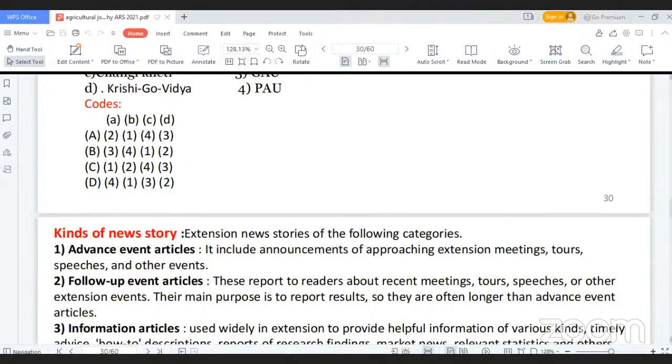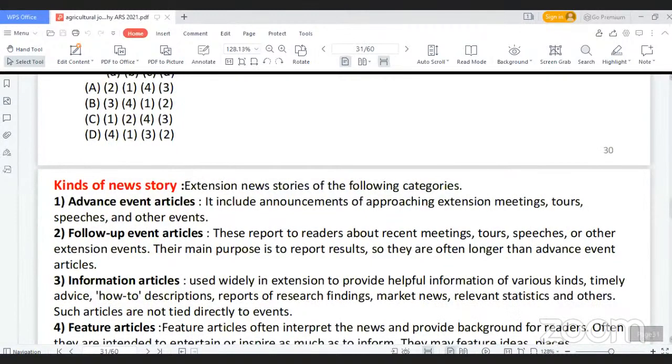Because if you know about news, suppose there are different types of news for any news media. News story and others, success story, documentary: these are some types of writing. So there are different types of news stories, maybe advance event articles. You have to include announcements of approaching extension meetings. Before any extension meeting or extension tour, you have to write an article.